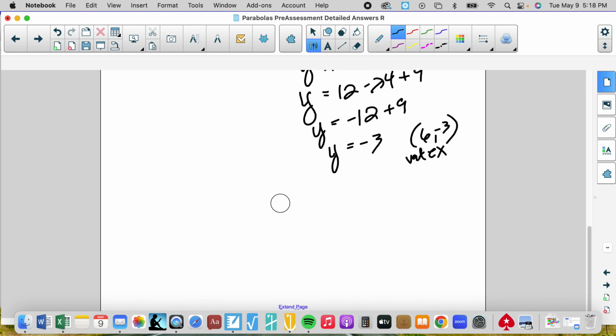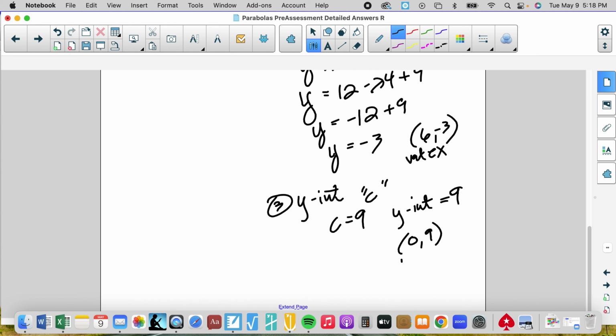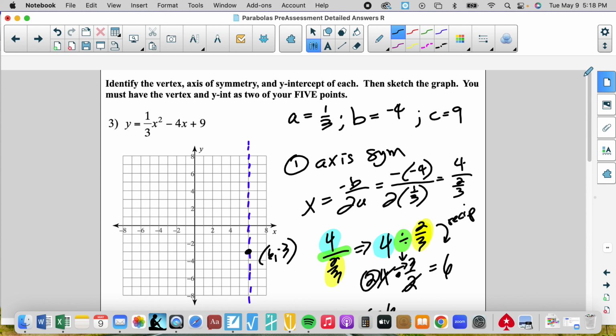All right, next one should be the y-intercept. Everybody should have the y-intercept. Y-intercept, remember, is my c value. My c value equals 9, so my y-intercept is 9. That's a horrible 9. 0, 9 is my y-intercept. Let's go to the graph. 0, 9 is right here.